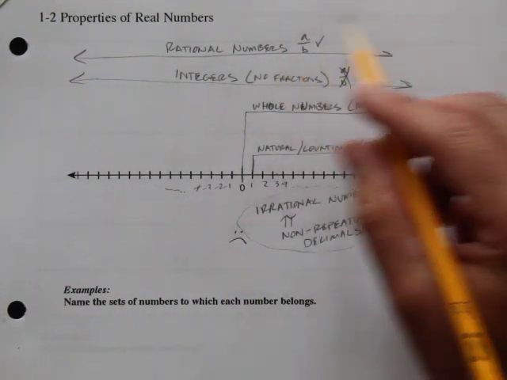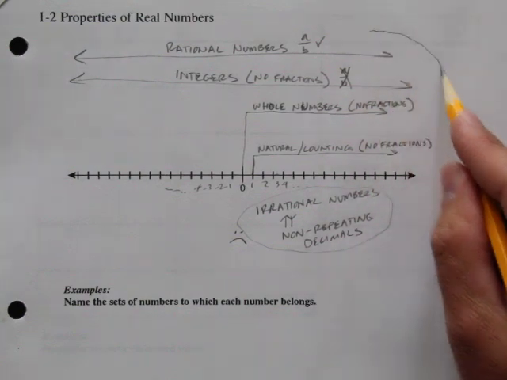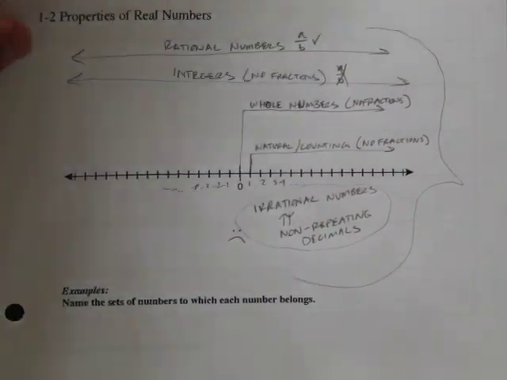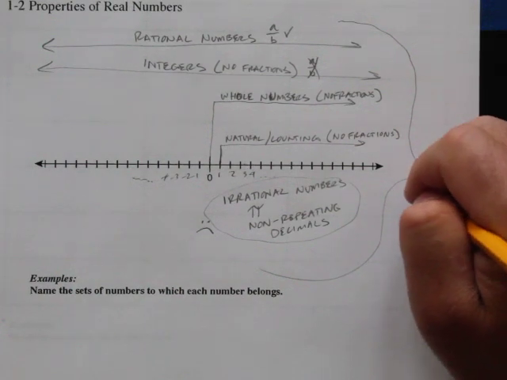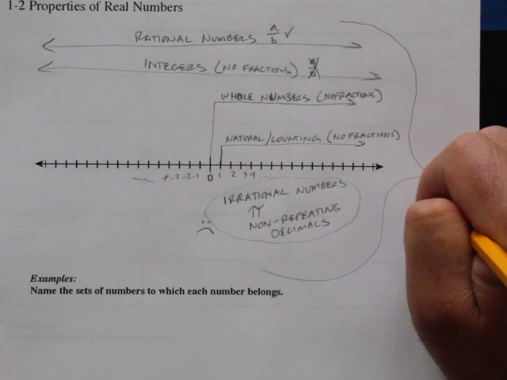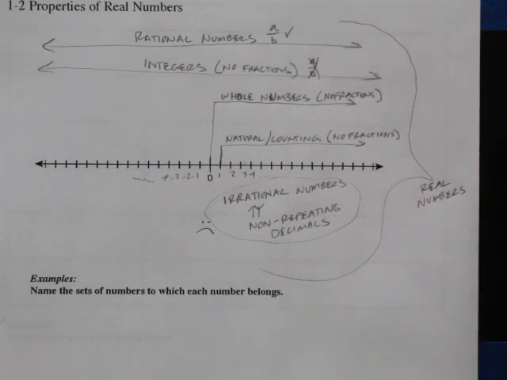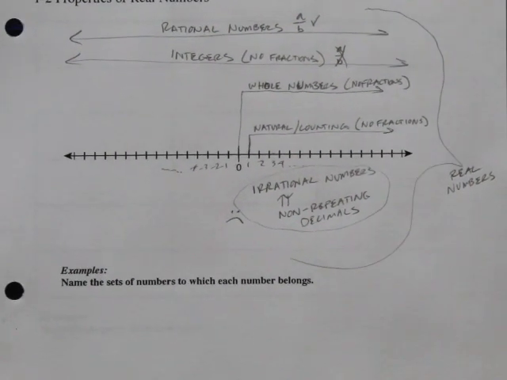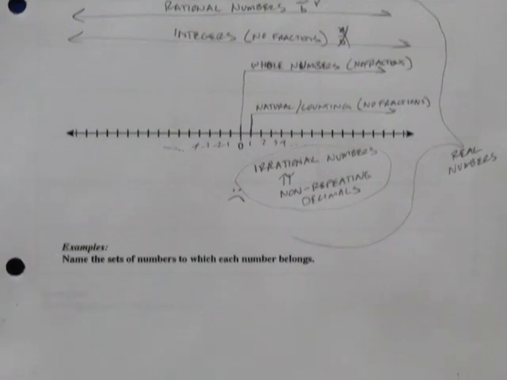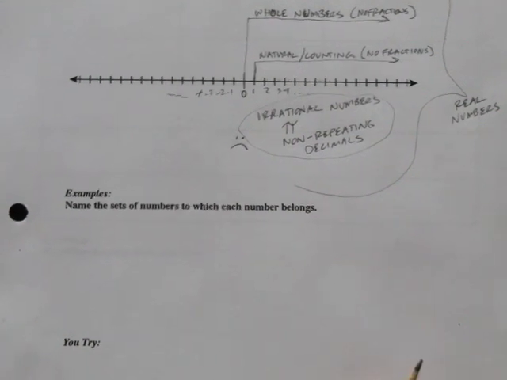And now all of these numbers are part of the group that we call real numbers. Now, we also have imaginary numbers, but we're not going to be talking about them in Algebra 2 till later. Well, we'll see them briefly, but we're not going to do much with them until much later.